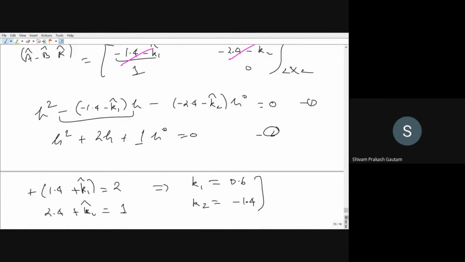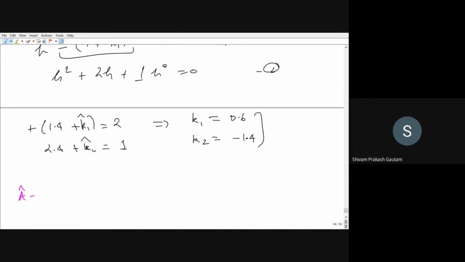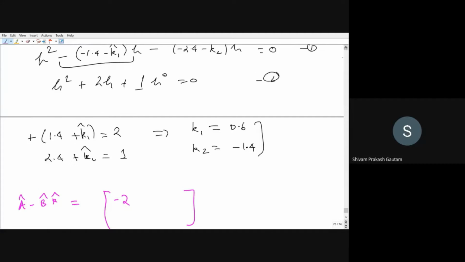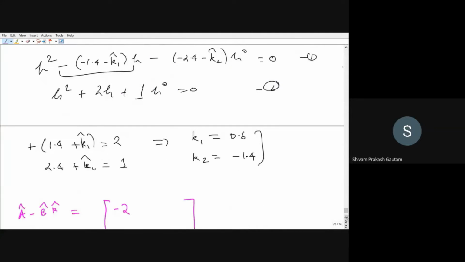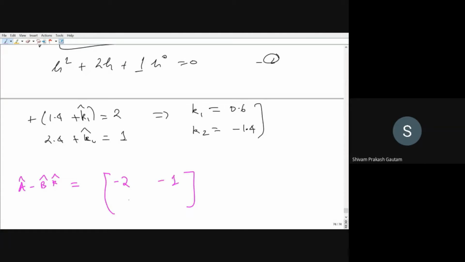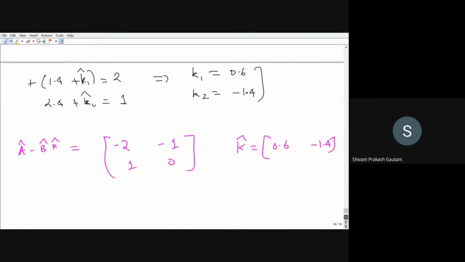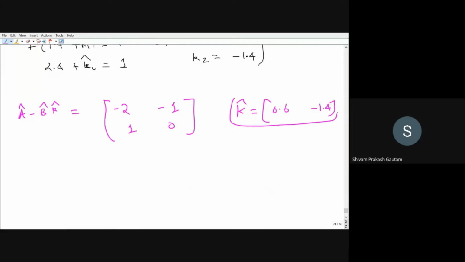So A cap minus B cap K cap, that is with feedback, the matrix is coming out to be minus 2, minus 1, 1 and 0. And K cap matrix is given by 0.6, that is K1, and minus 1.4, that is K2. So this is K matrix. Now finally you have to find this feedback for your original equation, right? This is the feedback for your controllable canonical form.